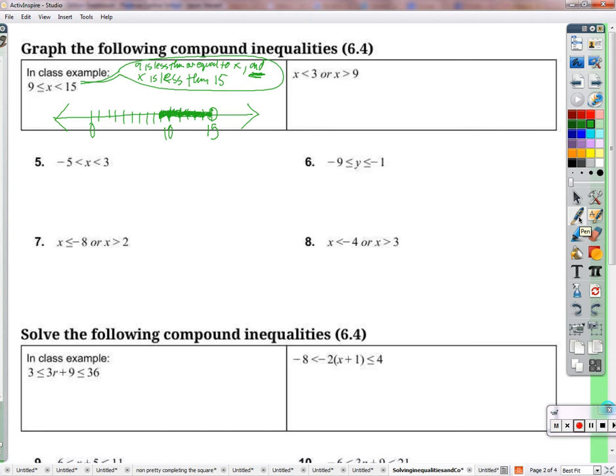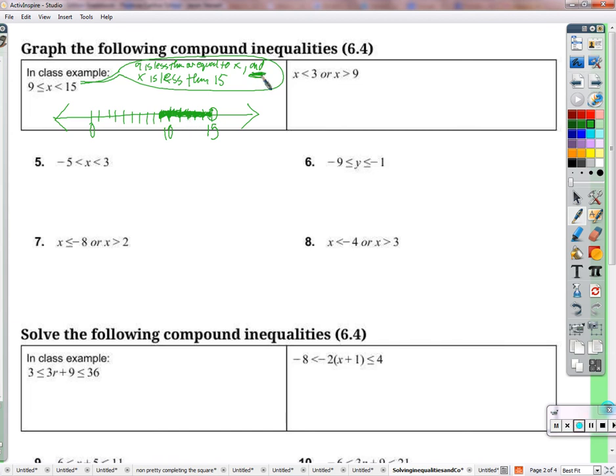Well, now we have graphed a compound inequality. We've shown what X can be, and it can clearly be between these two numbers. So if I choose this to be X, it's both of the things that it's supposed to be at the same time. It's bigger than 9, and it's less than 15.